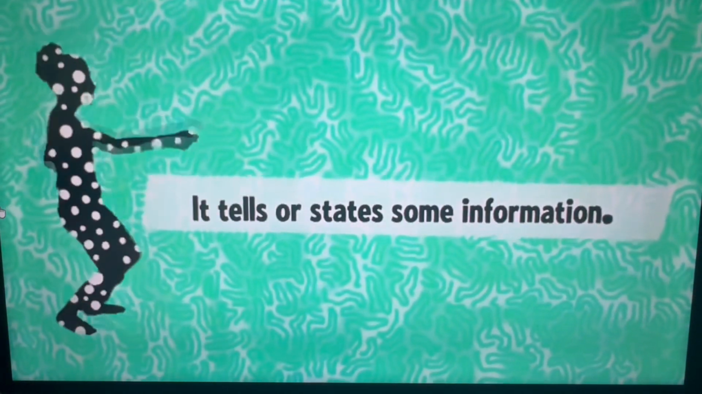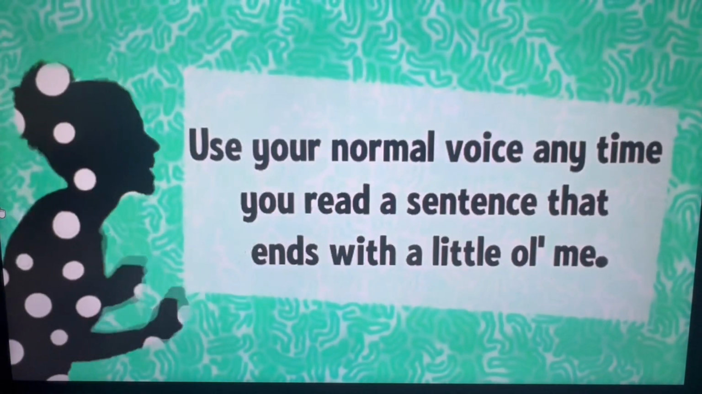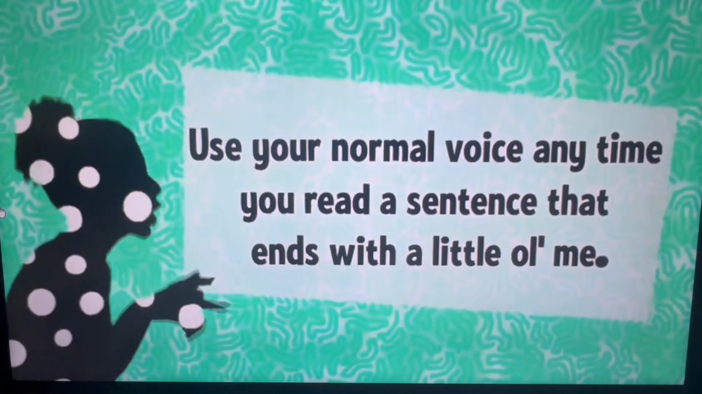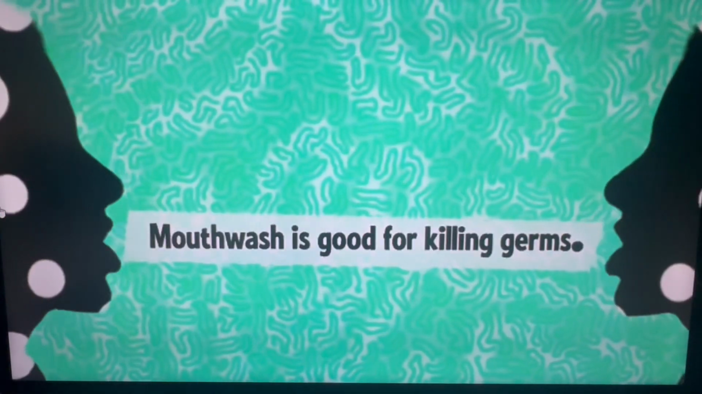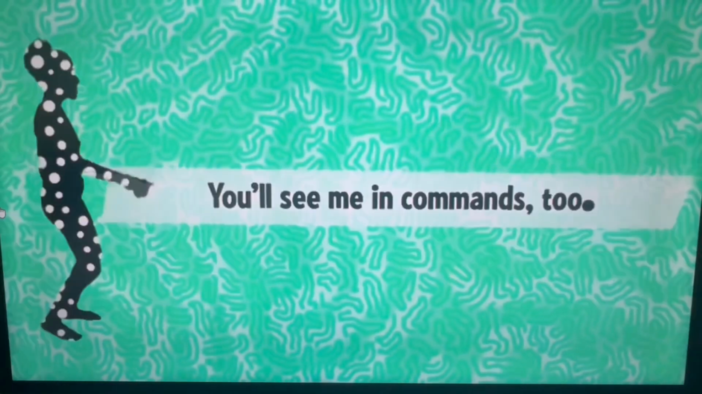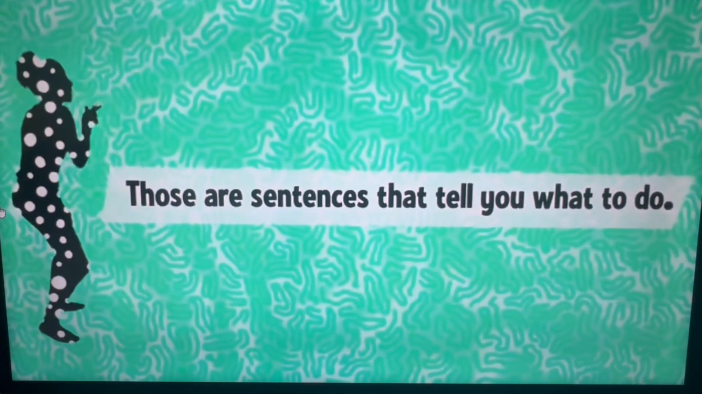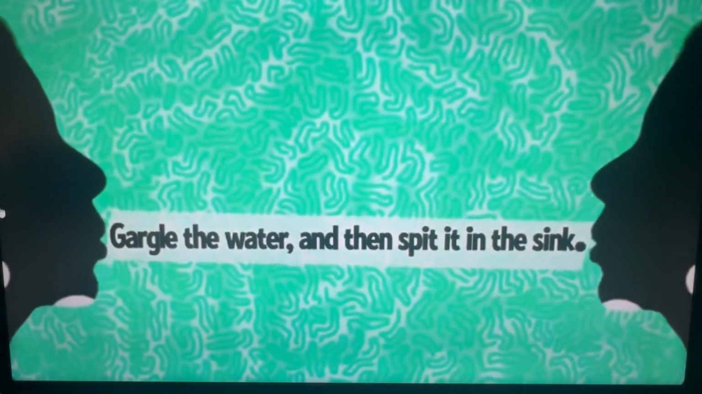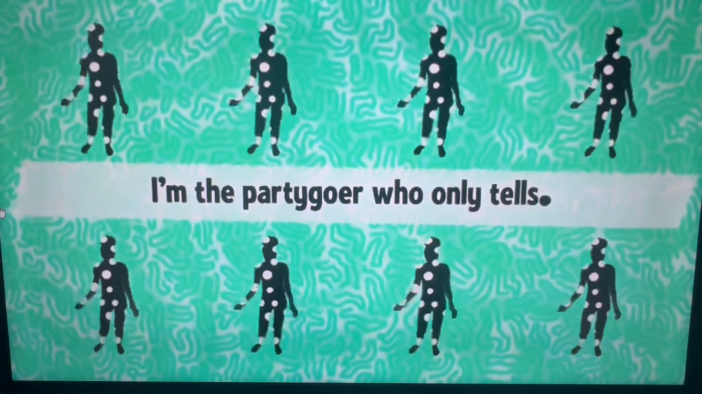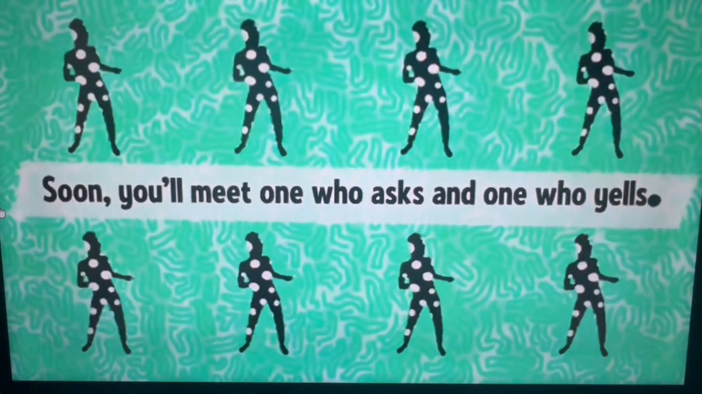It tells or states some information. Use your normal voice anytime you read a sentence that ends with a little old me. Your voice might go down for the last few words. Mouthwash is good for killing germs. You'll see me in commands too. Those are sentences that tell you what to do. Check it: open your mouth, take a drink, gargle the water and then spit it in the sink. I'm the party goer who only tells. Soon you'll meet one who asks and one who yells.